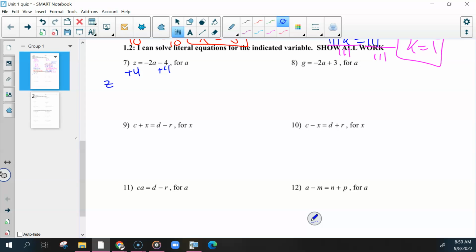So this is one of the ways, and then I'll show the other. So z plus 4 equals negative 2a. Divide everything by negative 2 so that these negative 2's cancel. We won't see negative numbers in the denominator, so you can put it in the numerator or off to the side.